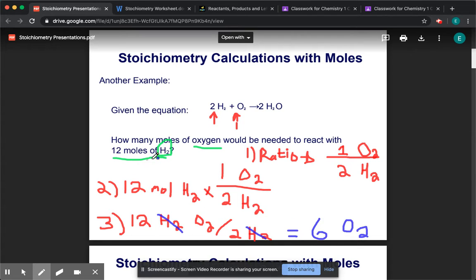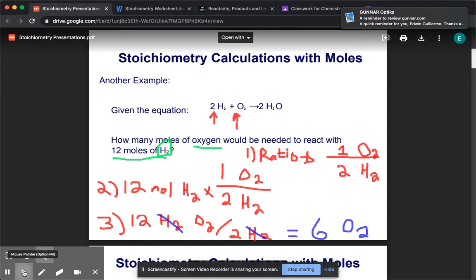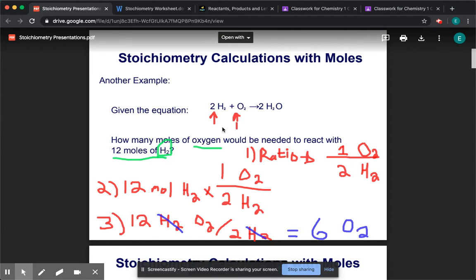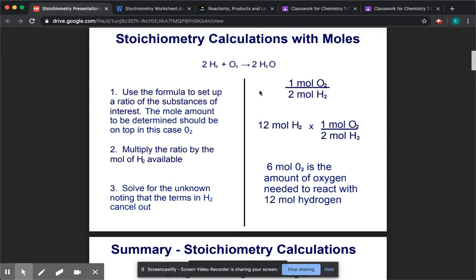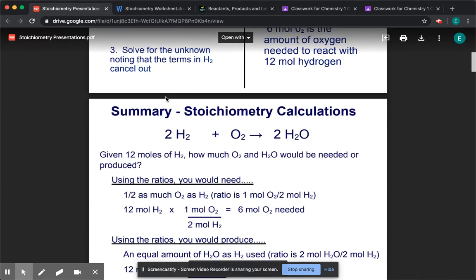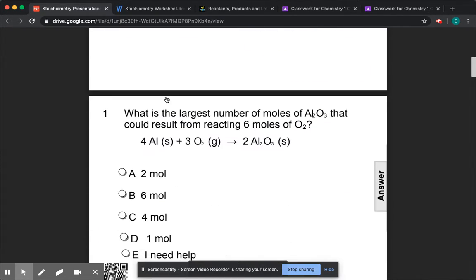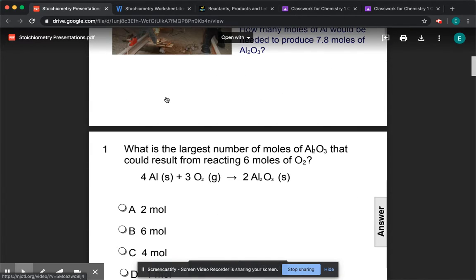So if we had 12 moles of hydrogen, we would need 6 moles of oxygen to use up all the hydrogen. Okay. This is how you set up the stoichiometry calculations, and that's what this first section entails. This is the whole thing. Okay. And the rest of this is nothing but examples of applying exactly that.